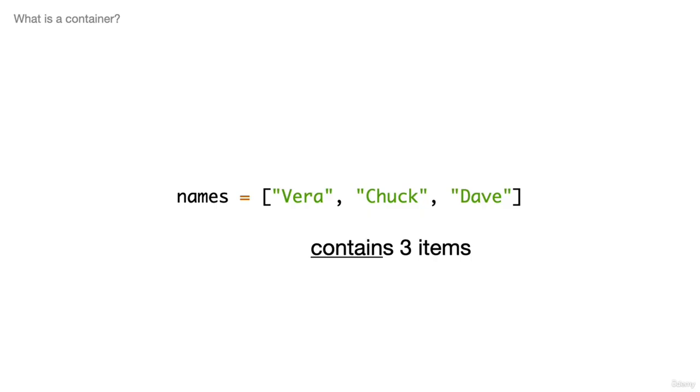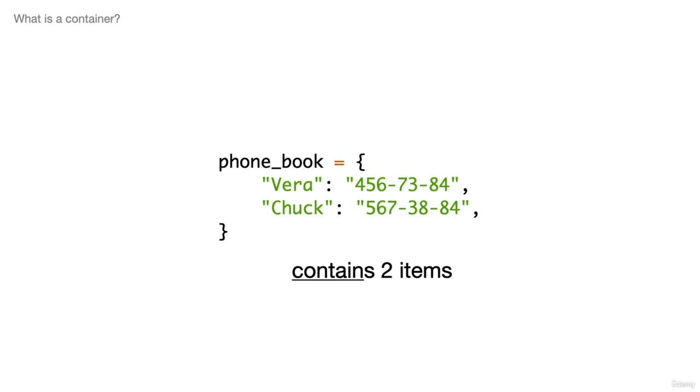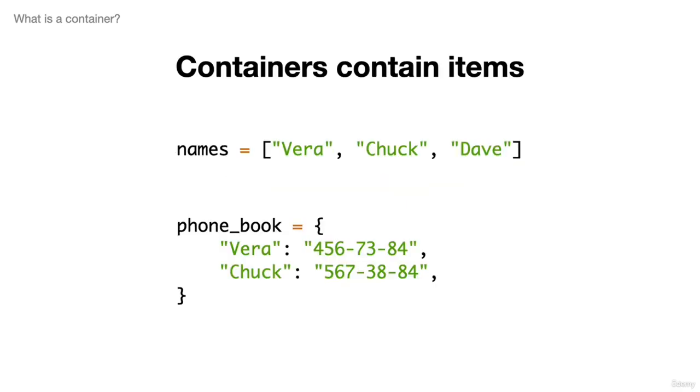Look at this names list. It contains 3 items. Now look at this phone book dictionary. It contains 2 items. Both the list and the dictionary contain items. This already answers one question you might have. Why is it called a container? Answer: because containers are objects that can contain other objects. This might sound obvious to you, but I had to look it up because English is not my native language and I never made the connection in my head.